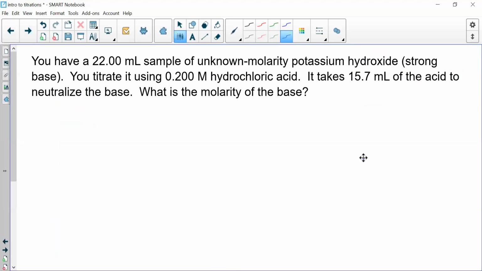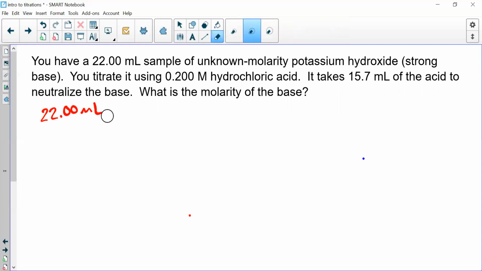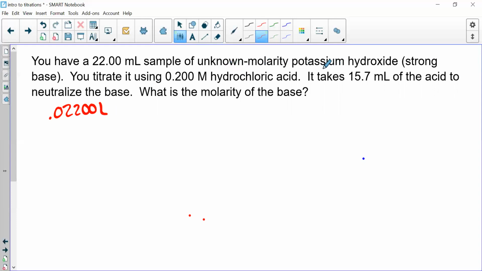So the first thing I'm going to do is just write down all the pieces of information it gives me. I call these the puzzle pieces. So we have 22.00 milliliters. Now, if we're going to be using that molarity formula, we're going to need these to be in liters. So I may as well convert them right away. So this is 0.02200 liters of unknown molarity potassium hydroxide, KOH.